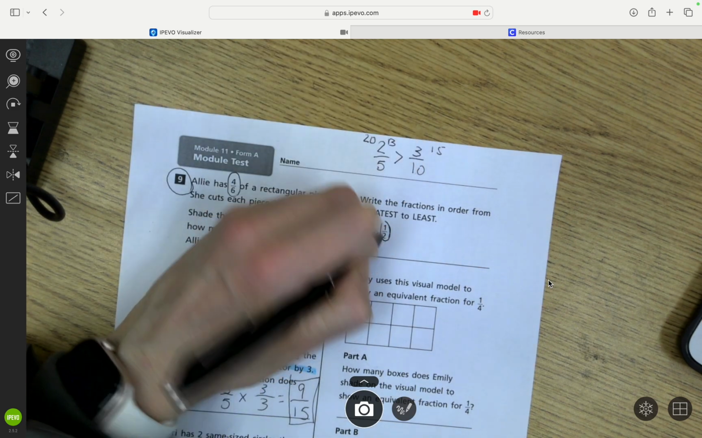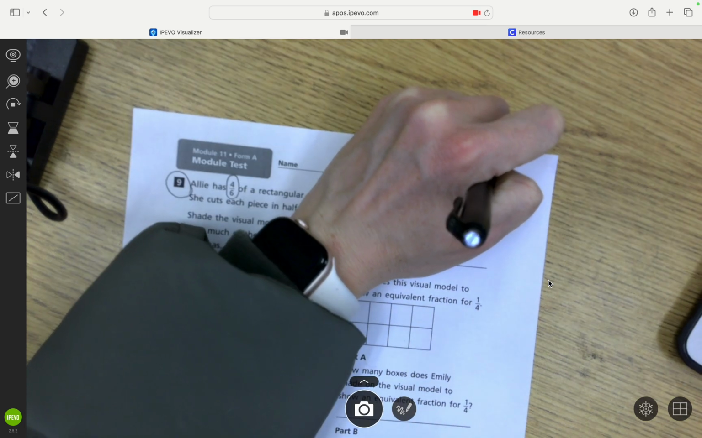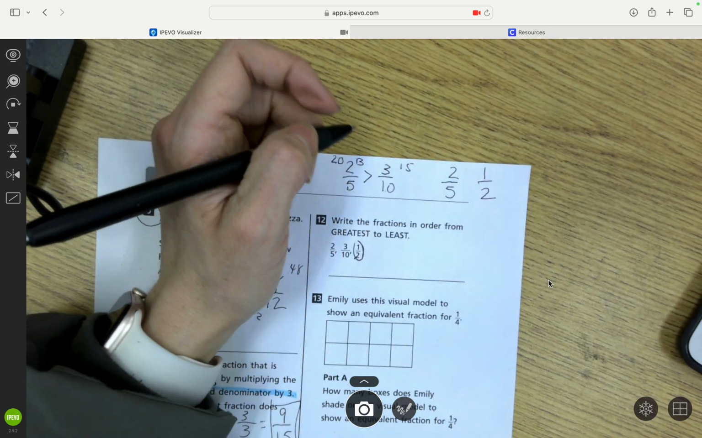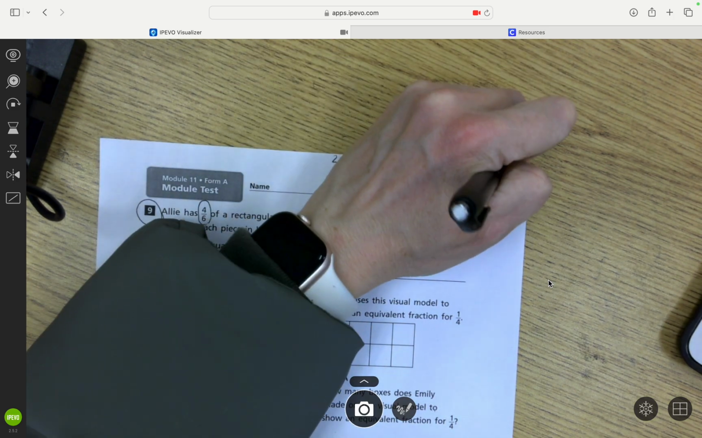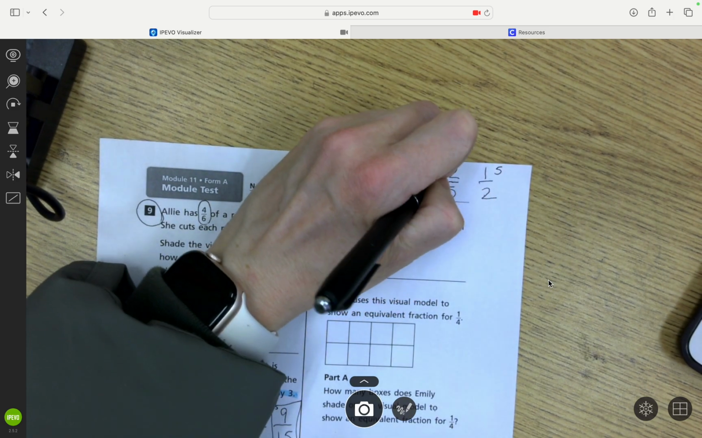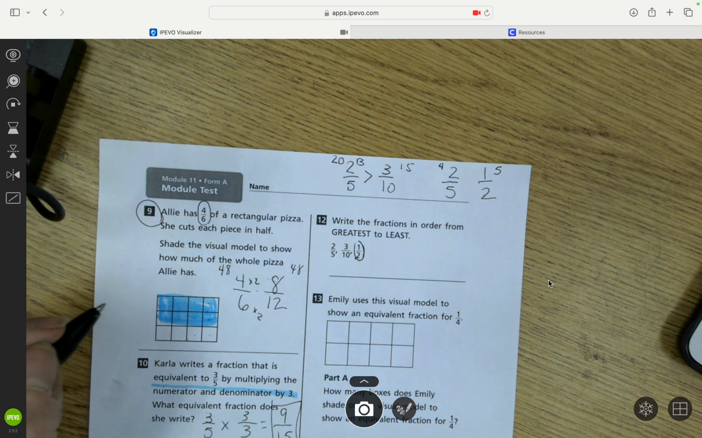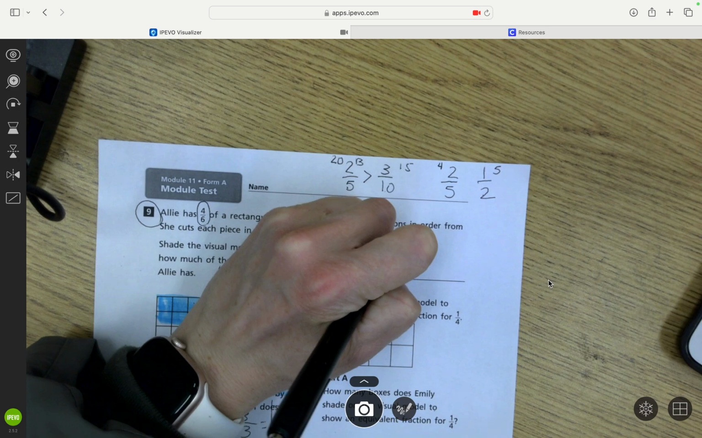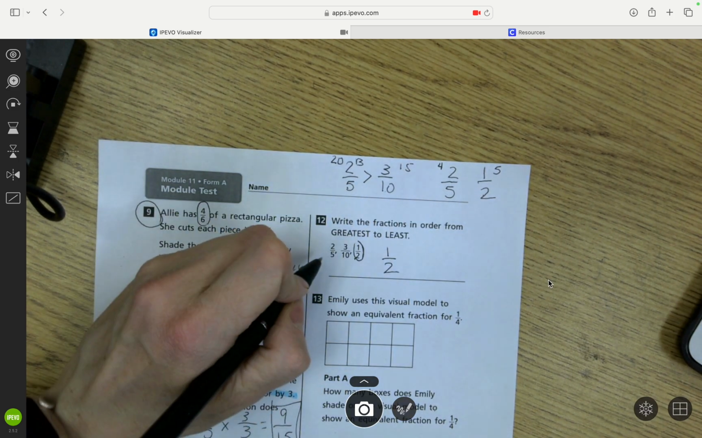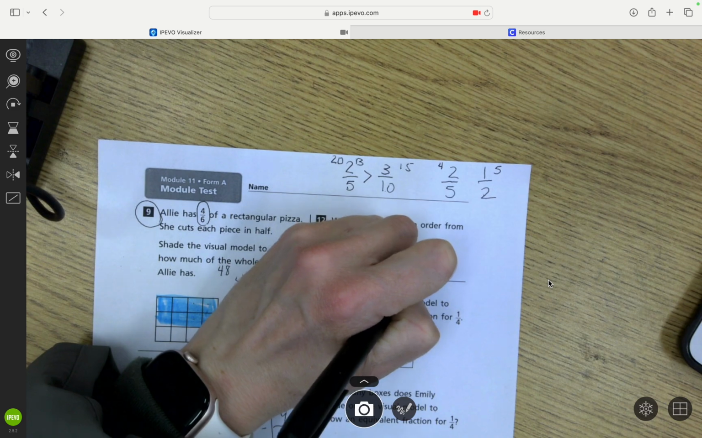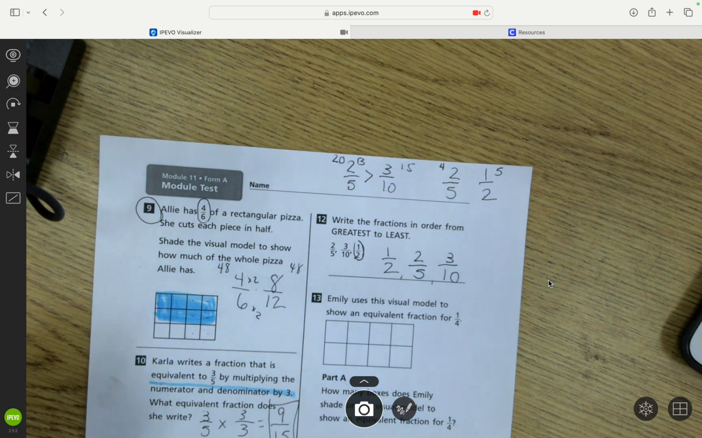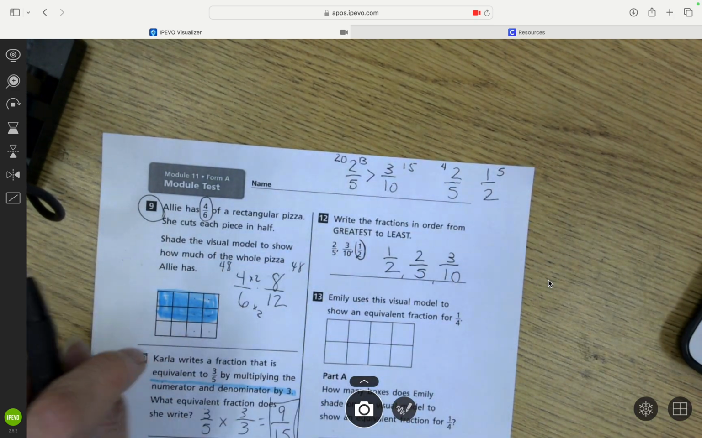Now we're going to compare 1/2 and 2/5. Let's find out which one is larger. 2 times 5 is 10. 2 times 2 is 4. That means what is bigger? 1/2. So 1/2 is the greatest. Then 2/5. And then 3/10. That is the order from greatest to least.